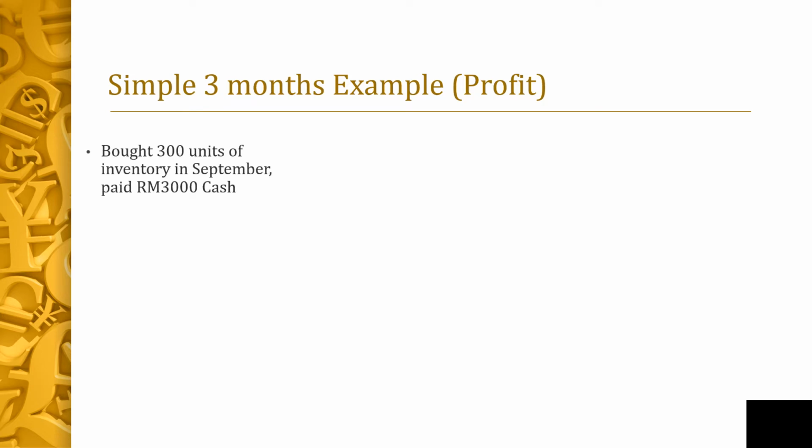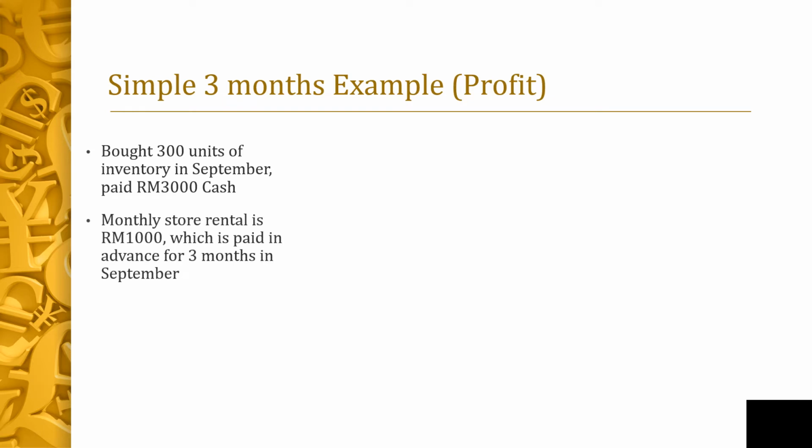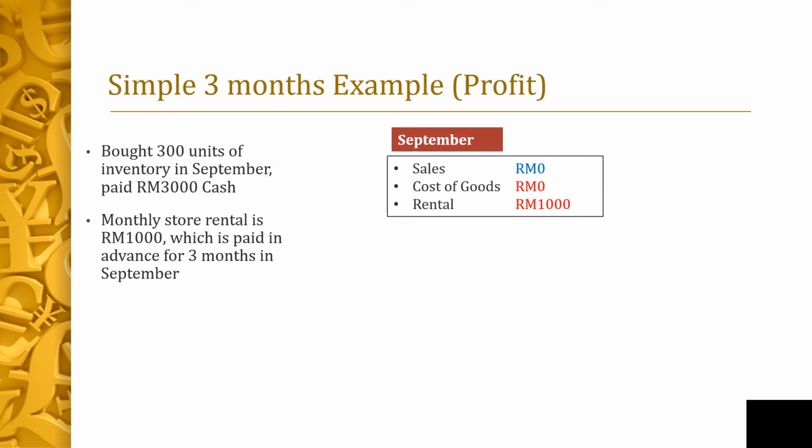In September, we paid 3,000 ringgit for stock and 3,000 ringgit for rental. What is our sale, cost of goods sold, and rental that we recognize in the books? Right, you make zero sale and you recognize none of the costs due to the matching concept. As for rental, only September rental is incurred, hence we recognize only September rental. As such, we make a 1,000 ringgit loss in September.